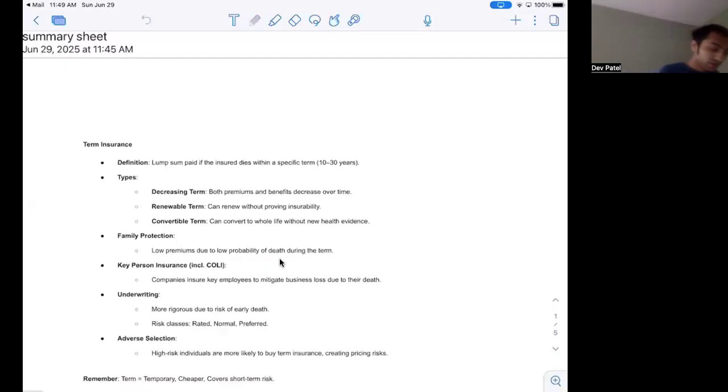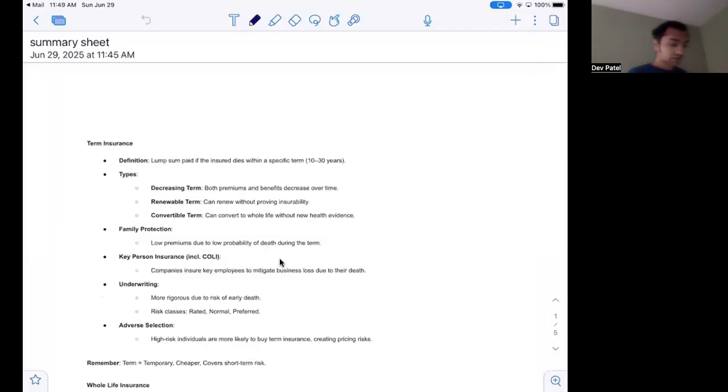All right, guys, so today we're going to go over some typical insurance coverages and what they mean for Exam FM. So first is term insurance, which is the entire idea that the lump sum is paid if the insured dies within a specific term. This term is typically 10 to 30 years. So you have decreasing term, renewable term, convertible term, typically meant for family protection, and this has low premiums due to the low probability of death.